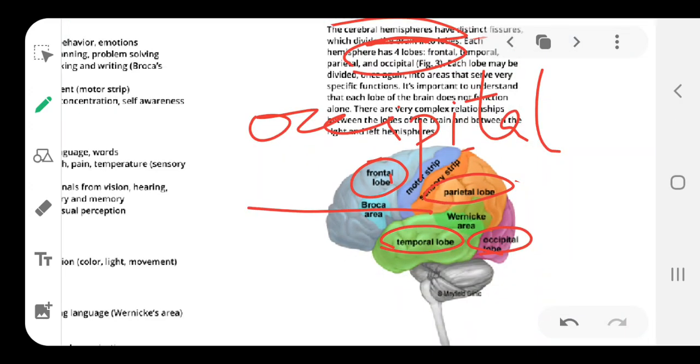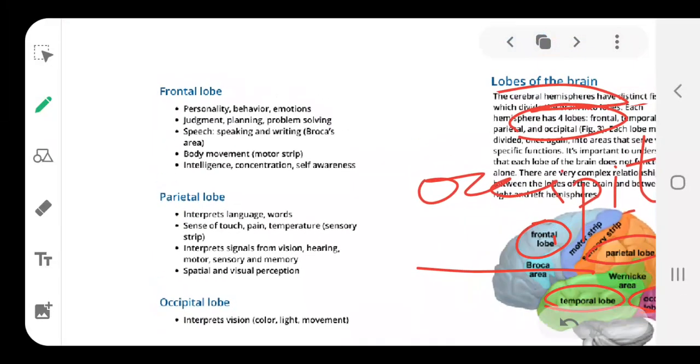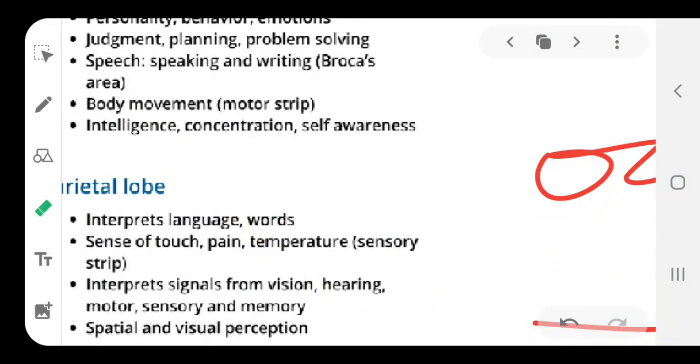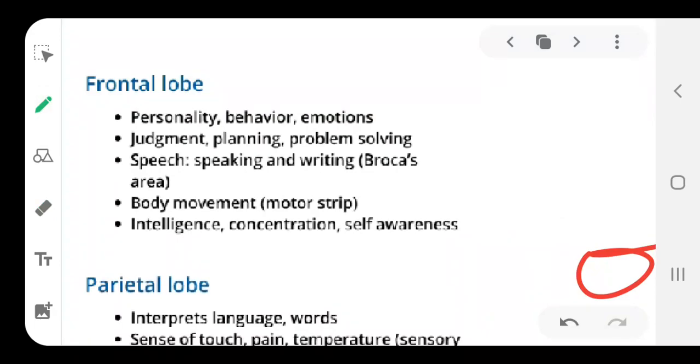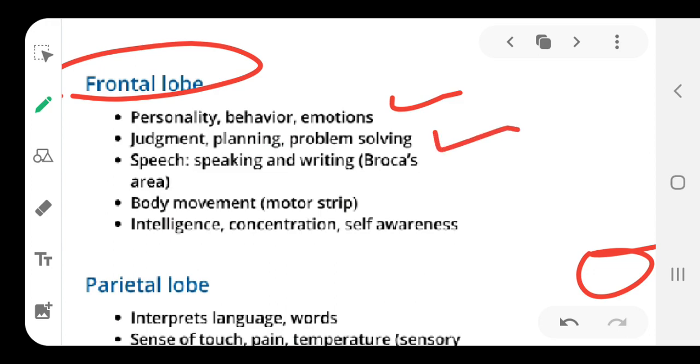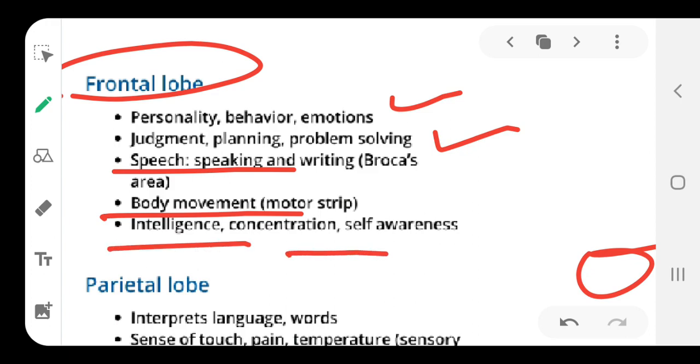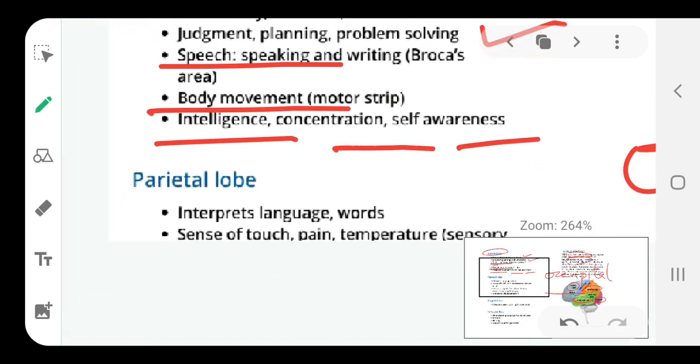Now check out the functions of these particular lobes, which should be known to you. Please pause the video, write them down and check them, because they are very important from the examination point of view. The frontal lobe controls personality, behavior and emotion. Then judgment and planning, problem solving, so all mental skills are controlled by the frontal lobe. Speech is a major task for this lobe, along with all body movement, and it is the site for intelligence, concentration and self-awareness. So it has a massive role to play in making us a complete human being.